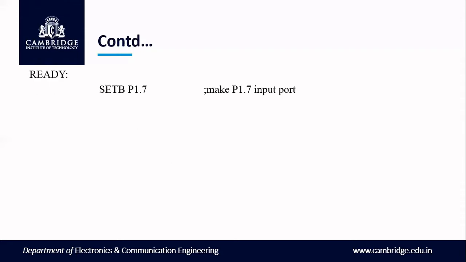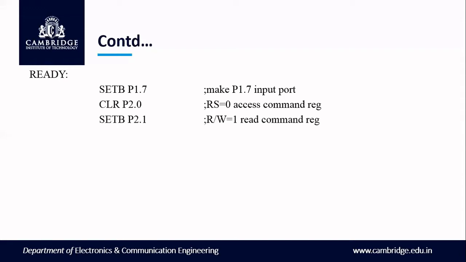Ready means we need to read the command register, that is, the data bus pin D7. For that we need to make P1.7 an input port, so we are making it high first. Then clear P2.0, so RS is made 0 to access the command register, meaning a read operation. You are doing a read operation for accessing the command register. For reading, we need to make read/write a 1. Then read the command register and check the busy flag.